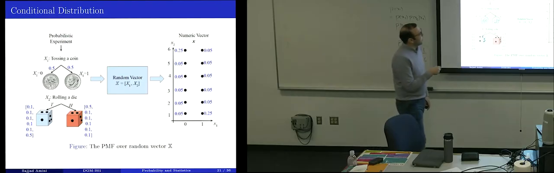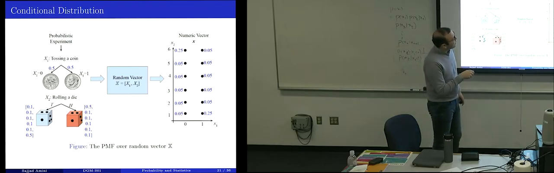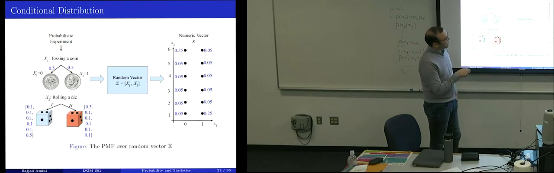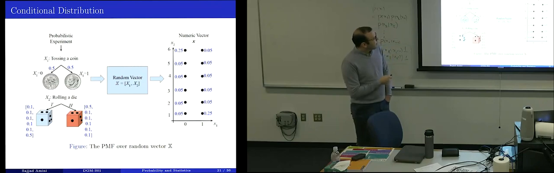So based on the independence of these two random variables, I can easily calculate the probability of each of these points. If you sum these values, you can see that they are equal to 1, and each of them is between 0 and 1. This is the PMF for the vector x.